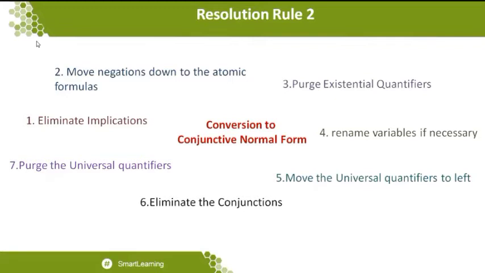And the fifth one, move the universal quantifiers to the left. Okay, so move the universal quantifiers to the left, in the sense that in some statements the universal quantifiers will be available, and you want to combine those universal quantifiers, because anyway in future we are going to purge the universal quantifier also. But before that purging, we want them to be available in one place. That is the fifth step.